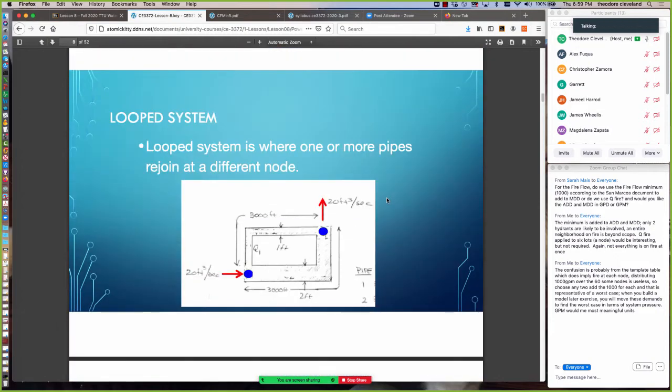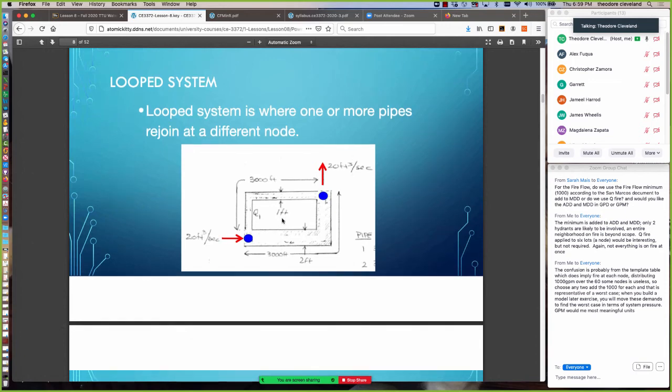The second structure is a loop structure. So here we have these 2 nodes that are shown by blue dots, and they're connected to each other through 2 different pipes. And going from this node in the lower left-hand corner, we can traverse pipe number 2 here. We get to this node, and then we can reverse traverse pipe number 1 and get back to the original node. So that's what's meant by a flow loop.